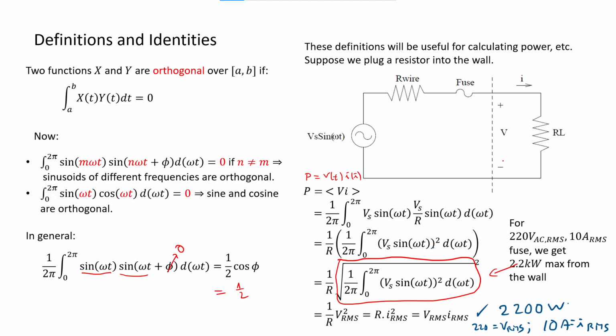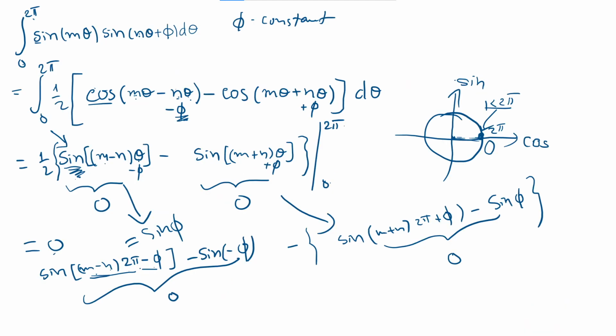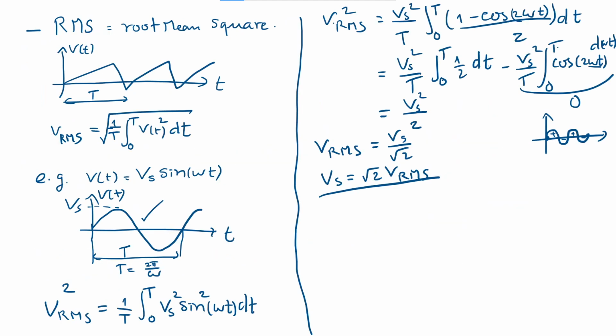So if you apply 220 volts AC and you choose the load such that the current is 10 amps, it means you get 2.2 kilowatts from the socket. This is a proof to show the orthogonality. I think it's just a simple integral, simple calculus, so I don't need to explain it in detail.